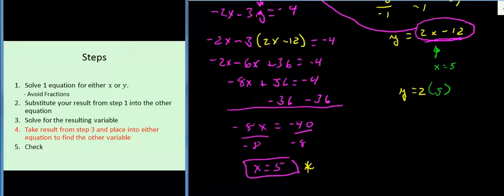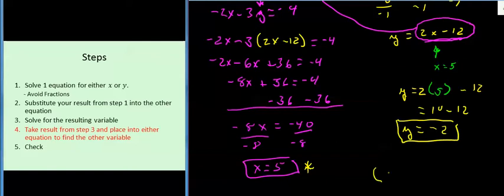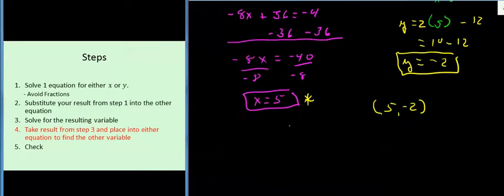5 minus 12. Y is equal to 10 minus 12. Y is equal to negative 2. My answer then is the ordered pair 5, negative 2. Okay? Quite simple. And the last step is to check, just like we did yesterday, or when we solved by graphing. Here's my answer, and I'm good to go.